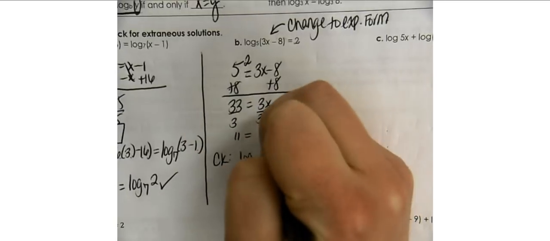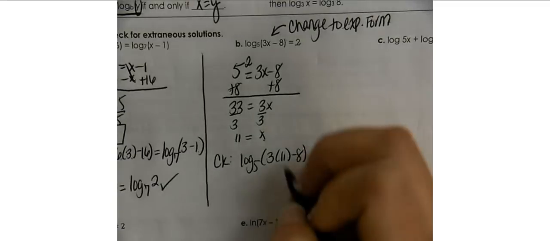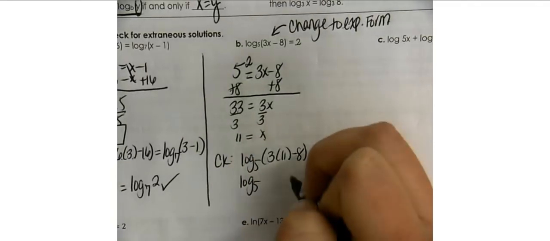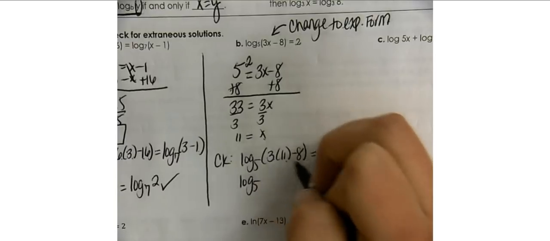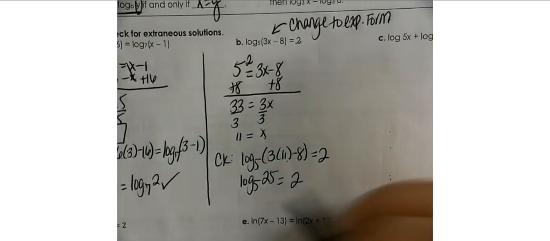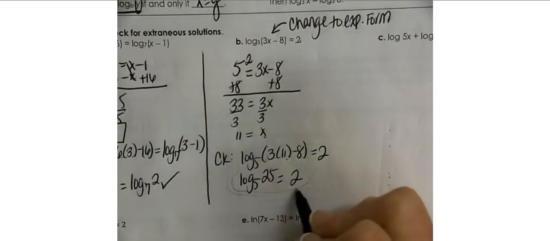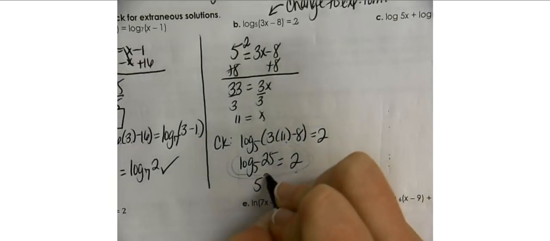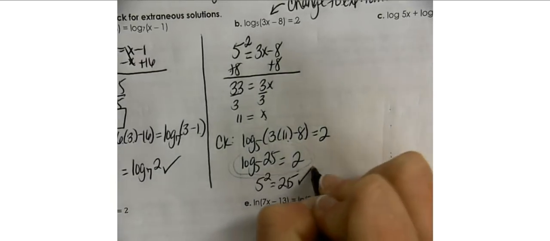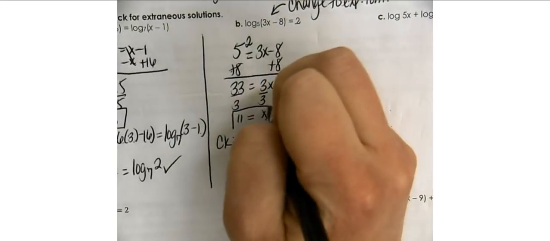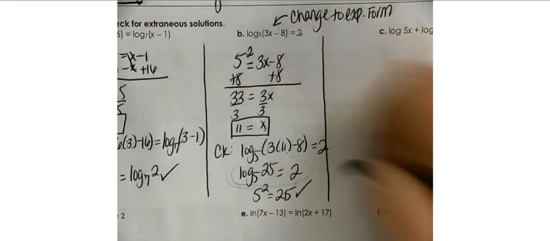So now I'm going to check x equals 11 back into my original problem. I have log base 5 of 3 times 11 minus 8, is that equal to 2? 3 times 11 is 33, and 33 minus 8 is 25. Is that equal to 2? Well, it does equal 2 because if we were to rewrite this logarithm in exponential form, this is 5 squared equals 25. And 5 squared does equal 25, so it does end up working. So x equals 11 is our answer.